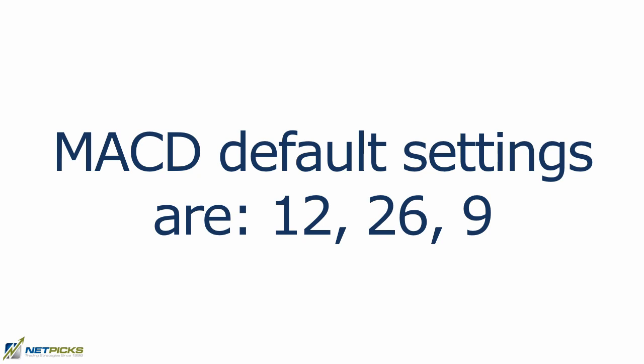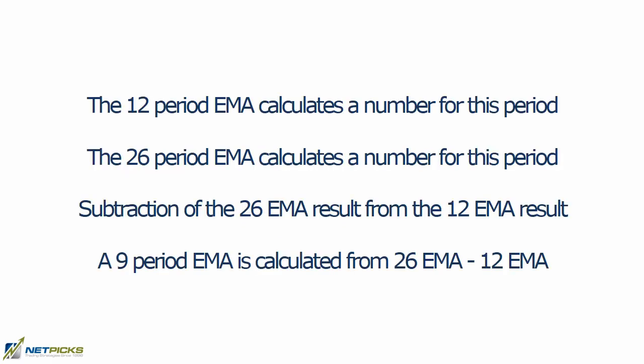I want to cover the calculation. It's quite simple. You get a 12-period EMA and a 26-period EMA. You subtract the 26 from the 12, and then you have the 9-period EMA calculated from that. It doesn't matter. Put it on your chart, and it does all the work for you. You don't need to do any math.